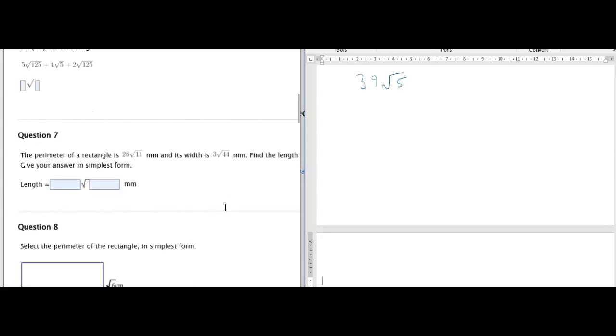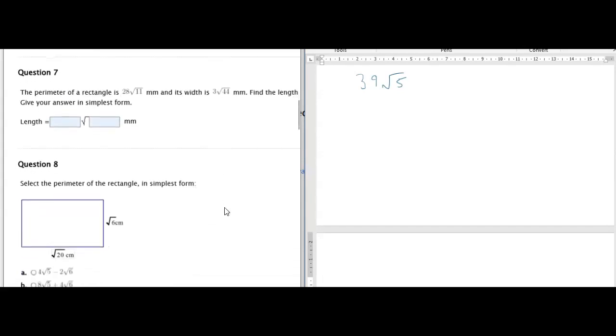Okay, let's move on to the next question. The perimeter of a rectangle is, okay, so let me just write that down. Perimeter is 28 root 11. Its width is 3 root 44. Find the length. So remember, the perimeter of a rectangle is 2 times width plus 2 times length.